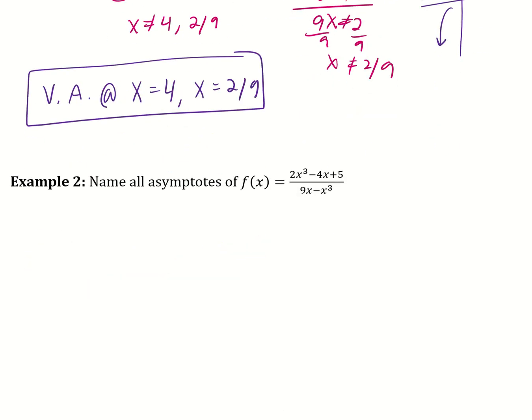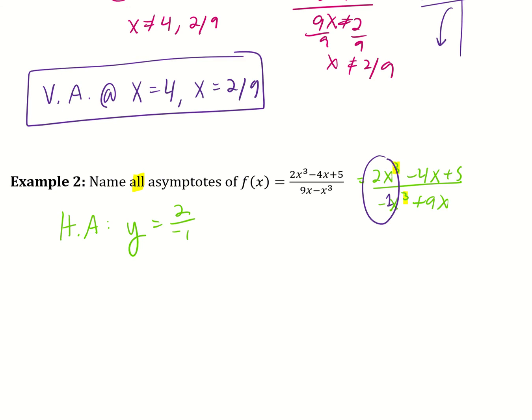Let's take a look at this second example. This one asks for all asymptotes. So a little bit of review here. Let's think about the horizontal asymptotes. Well, I'm thinking about the degree, or the highest power of x, in the numerator and the denominator. And it's a little hard to see if I'm not putting my terms in order. Then I notice that the numerator and the denominator both have a degree of 3. So the horizontal asymptote will be that ratio of leading coefficients, 2 over -1, which just reduces to -2. So my horizontal asymptote is y equals -2.